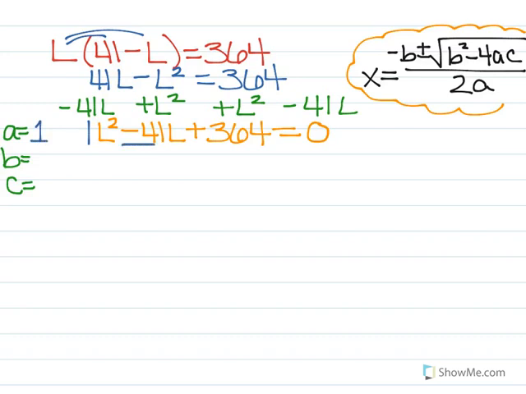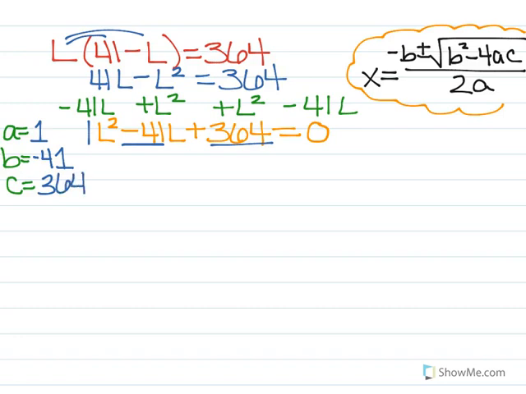B is always the number in front of your variable, so b is negative 41. And c is the number at the very end, not attached to any letter. 364 is what c is going to be.